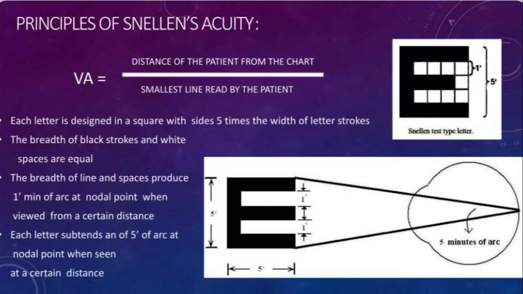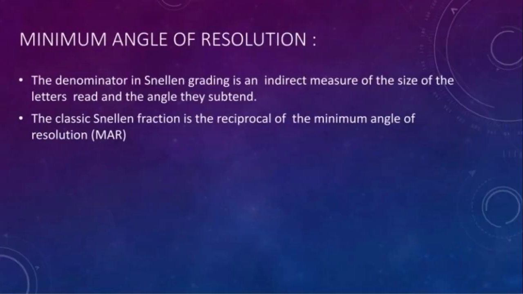Number 2, distance vision. The Snellen chart or Snellen acuity measures distance vision, which is the ability to see objects clearly at a distance. The chart is placed at a fixed distance to ensure that the visual acuity measurement is accurate and comparable between different people. Minimum angle of resolution is part of the principle of visual acuity of the Snellen chart.